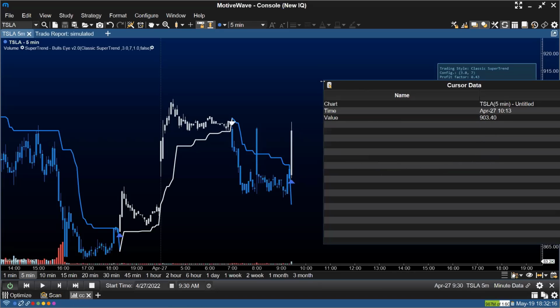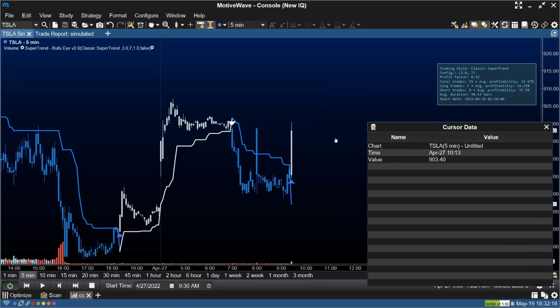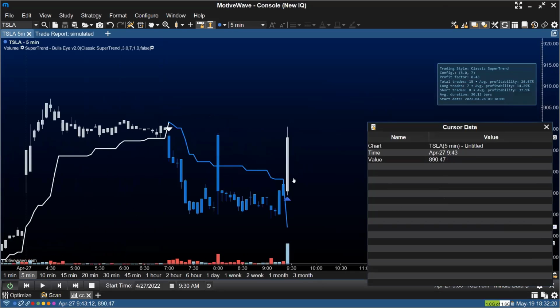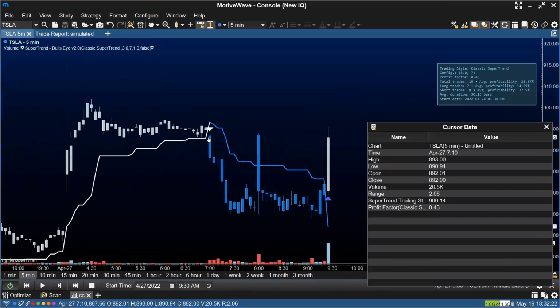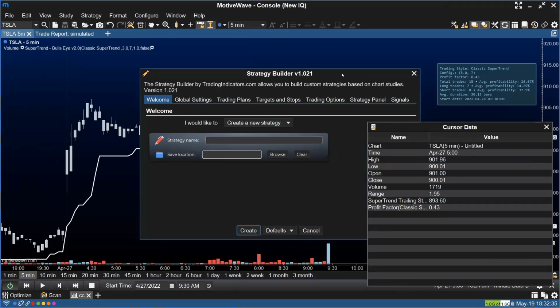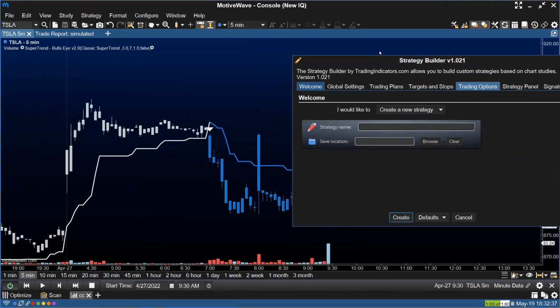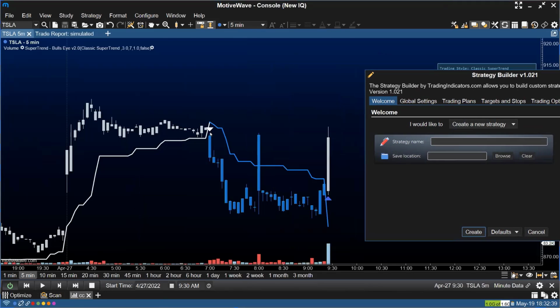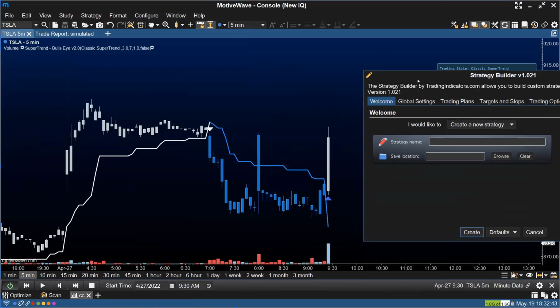But for Supertrend Bullseye and Supertrend in general, it only generates its signals after a bar is completely closed, because it needs to make sure the close of the bar crossed above or below the trailing stop, not just the intra-bar high or low. So that's going to come into play when we try to build a strategy around this indicator. And what I'm going to do is just build a simple strategy which goes short when we get a short signal, and goes long when we get a buy signal.